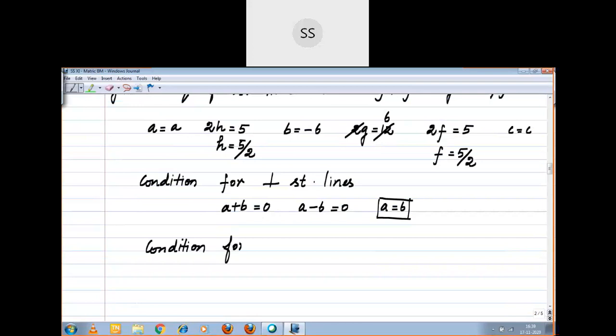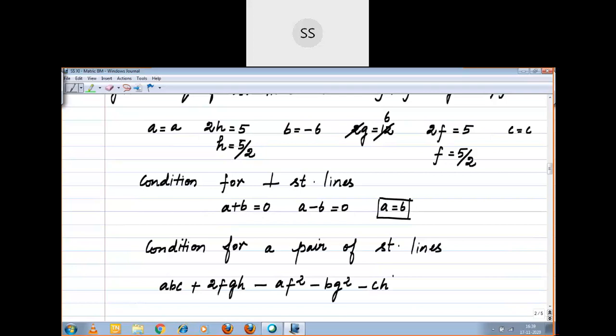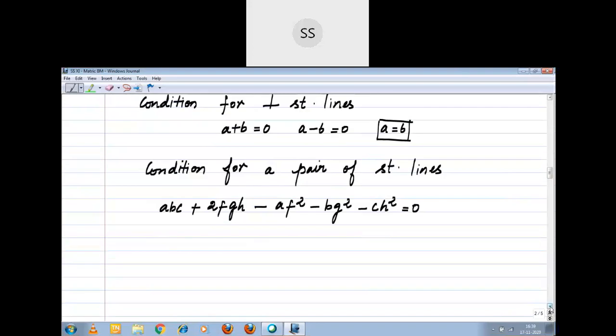The condition for a pair of straight lines, which I gave you, is abc + 2fgh − af² − bg² − ch² = 0. Now you know the values of a, b, f, g and h. The value of c is c. Using the condition, we are going to find the value of c in the given equation. What is your value of a?